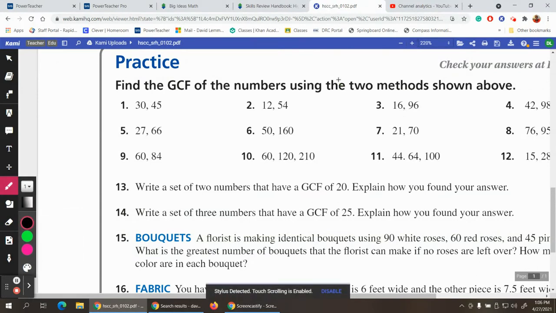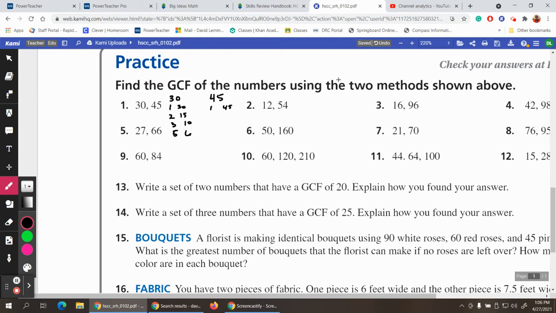I'll show you the different ways. You have 30. The factors of 30 would be 1 and 30, 2 and 15, 3 and 10. 4, get your calculator, 30 divided by 4 is 7.5. No. And we know that this would be 5 and 6. Now 45, the factors of 45: 1 and 45.